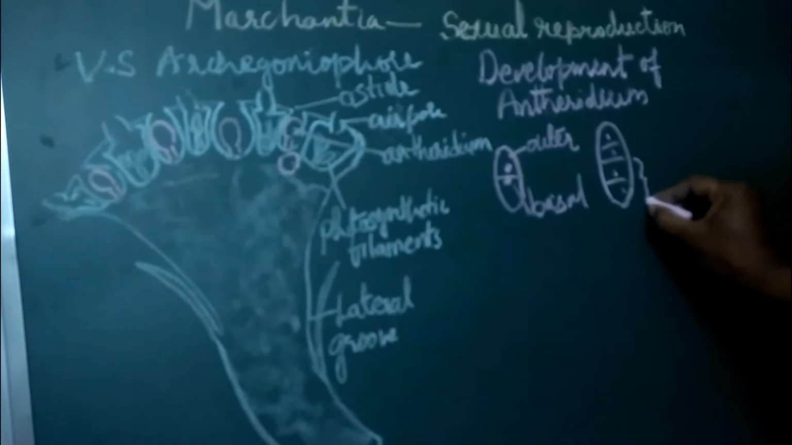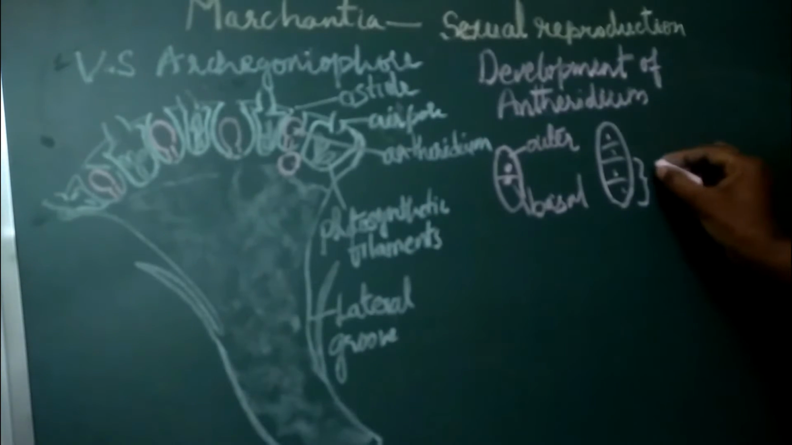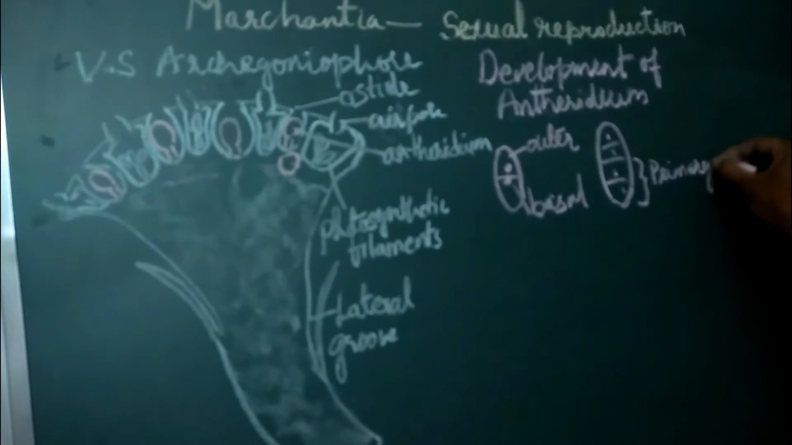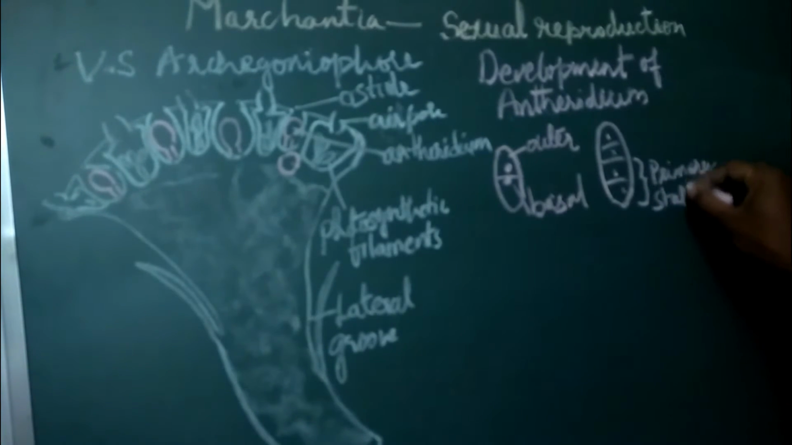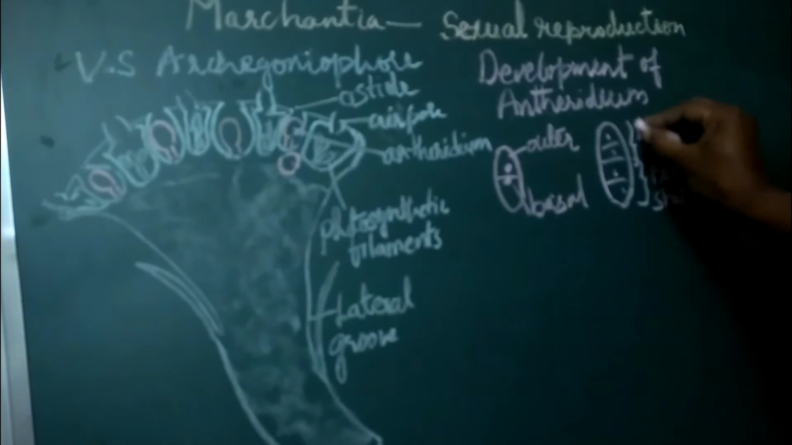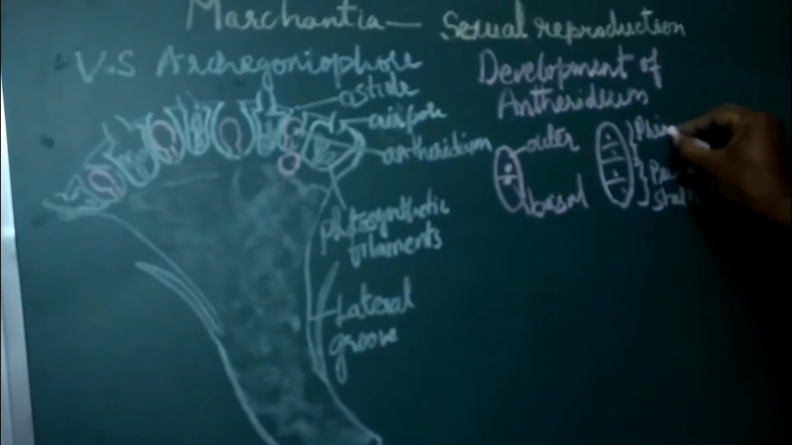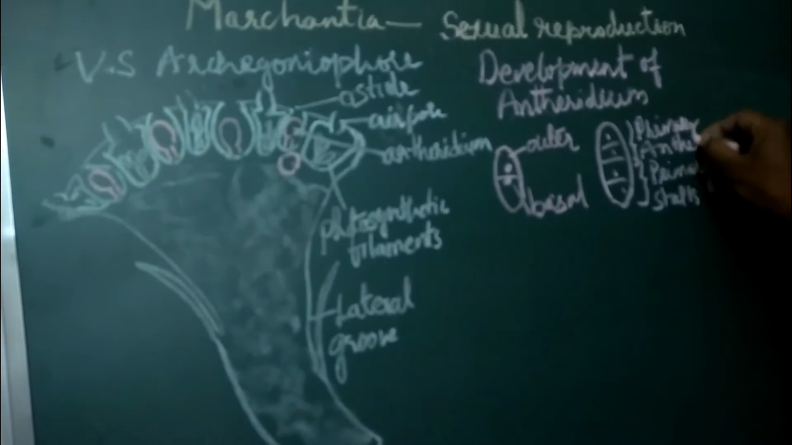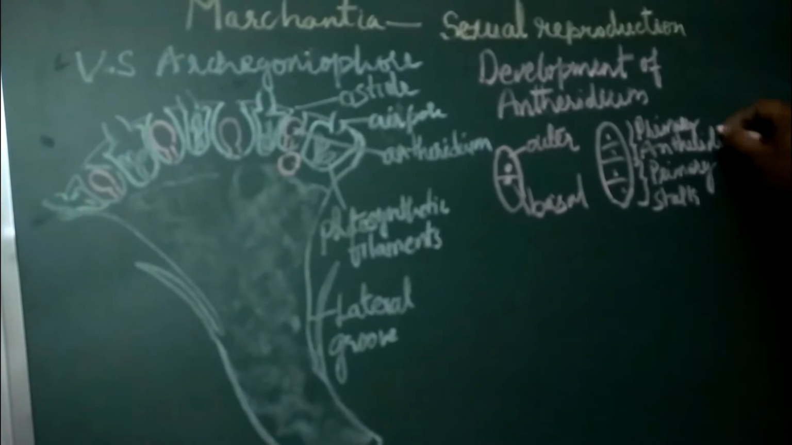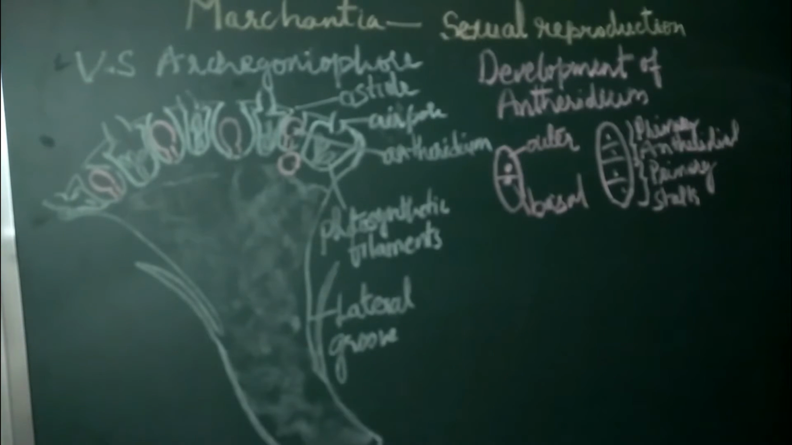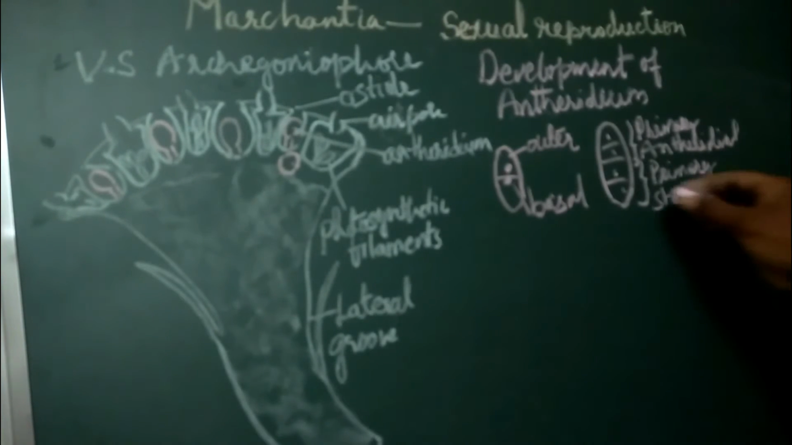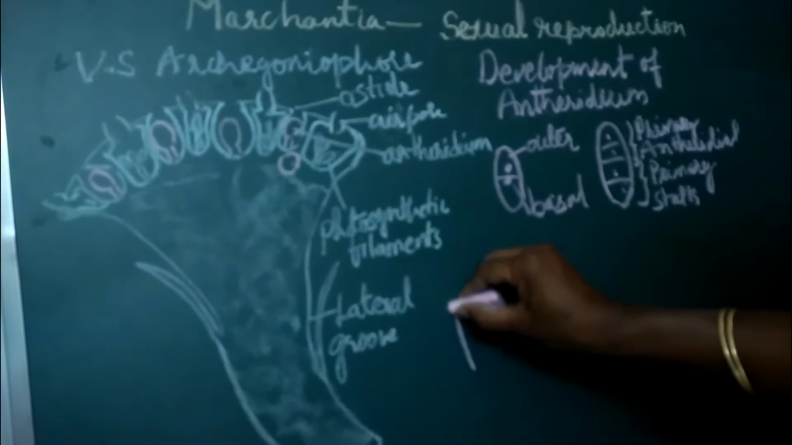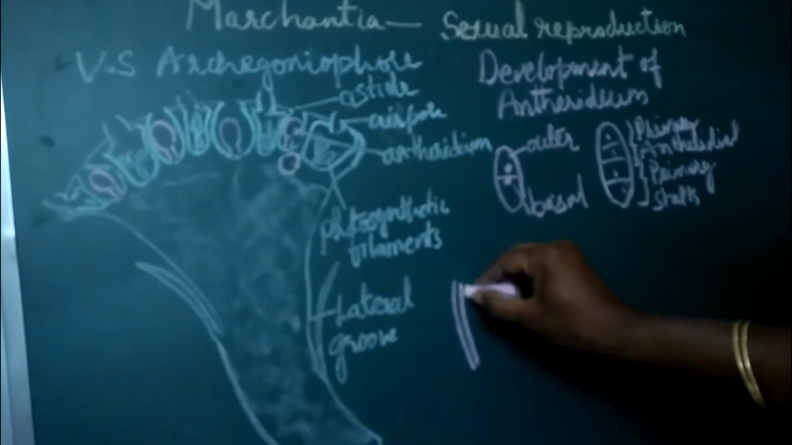The lower two cells are called the primary stalk cells, and the upper two are called the primary antheridial cells. Both the primary stalk cells divide a number of times to form a multicellular stalk.